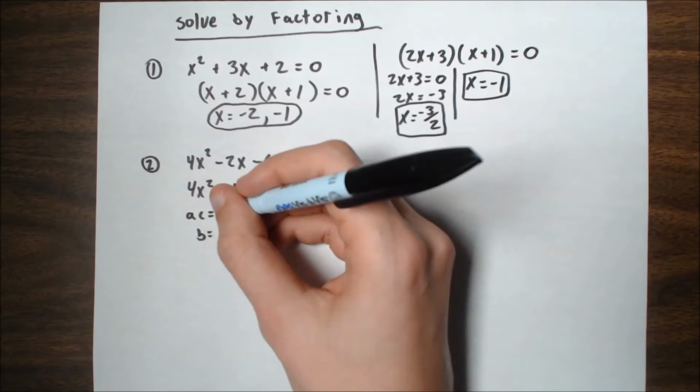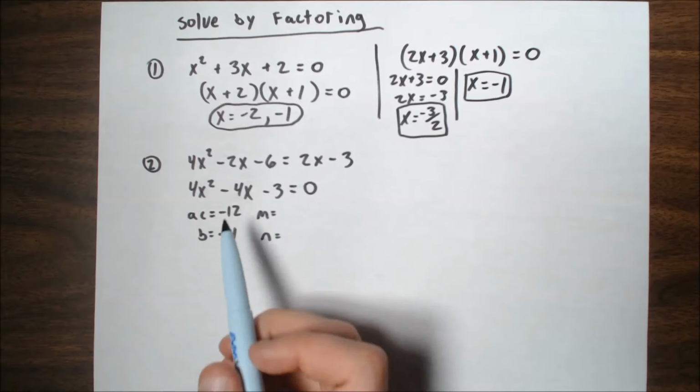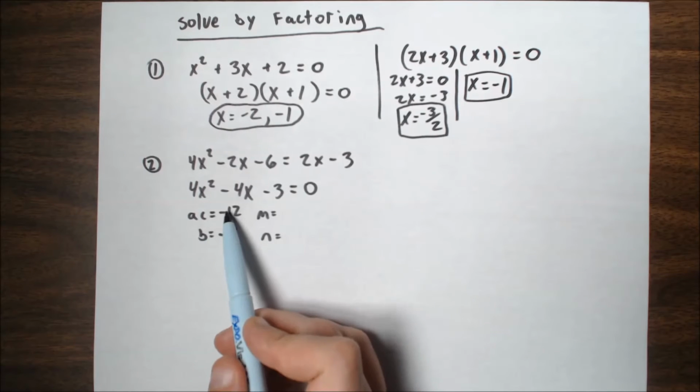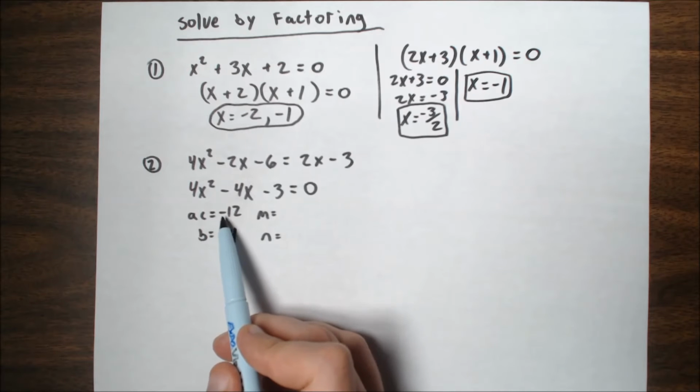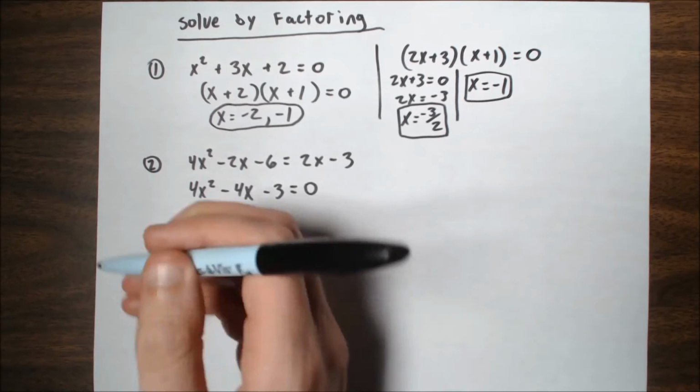All right, a times c is negative 12 and b is negative 4. We need two numbers that multiply to make negative 12 and add up to make negative 4. Remember that this tells me the signs are different, and this tells me the bigger number must be negative. So think about your pairs of numbers.